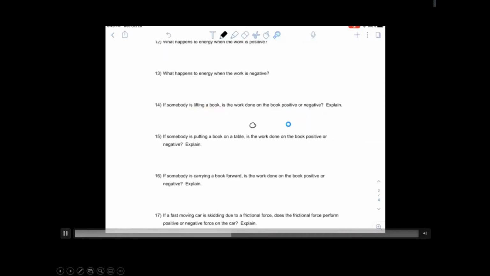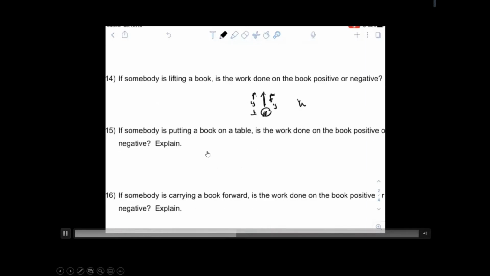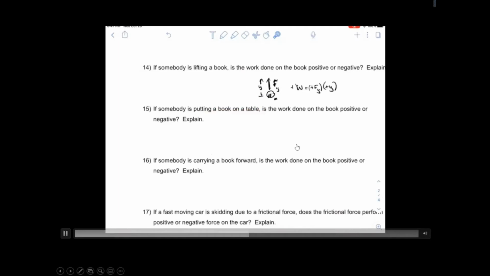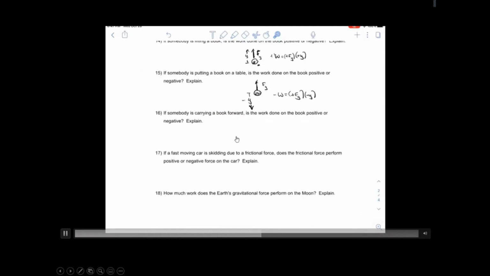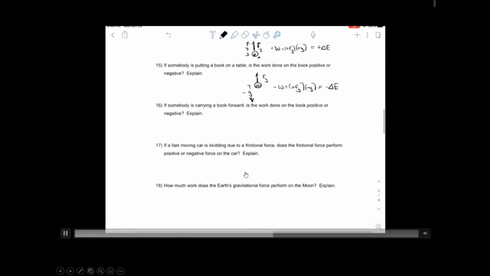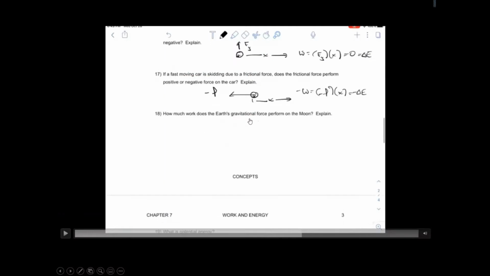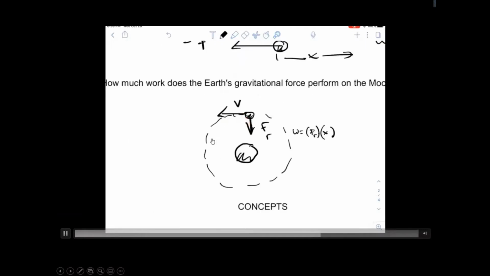Lifting a book, the work is positive. Force and displacement are in the same direction. Putting a book down on a table, the work is negative because force and displacement are in opposite directions. Carrying a book, no work because the force is 90 degrees to motion, so it does not contribute to motion. A fast moving car skidding to a stop due to friction: work is negative because the force is opposed to motion. Energy is being lost. The amount of work done on the moon by gravity is 0 because the force is 90 degrees to motion, which means that no work is being done.